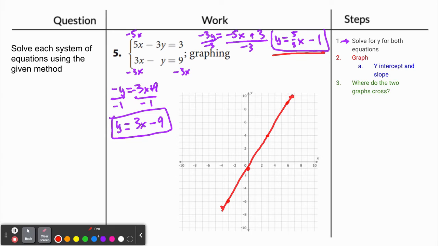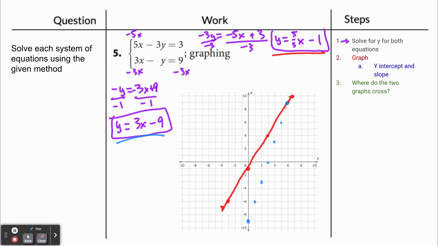My second one I'll go ahead and do in blue here. So my slope is 3, my y-intercept is negative 9, so I'm going down 9, then up 1, 2, 3 over 1, and repeating that: up 3, over 1, up 3, over 1, and so on.